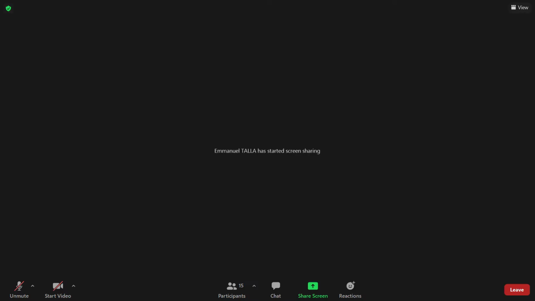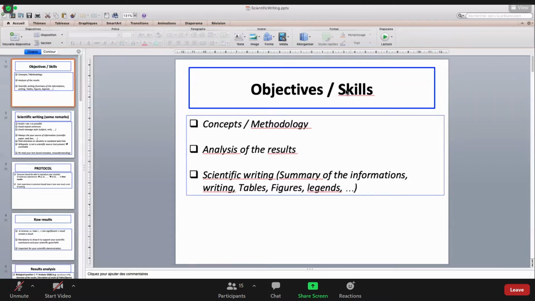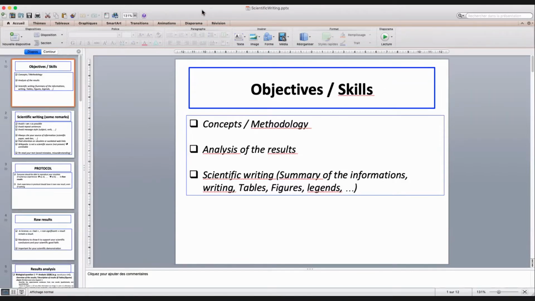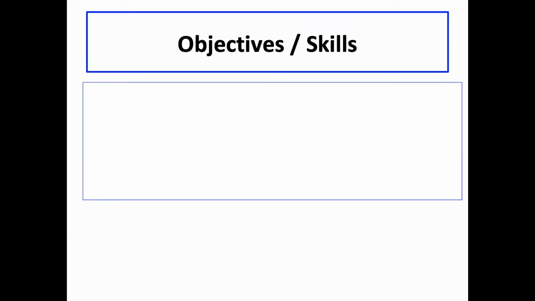So I will share my screen first. Sharing the screen. Which one? It should be maybe that one directly. Yes. Did you have my screen?